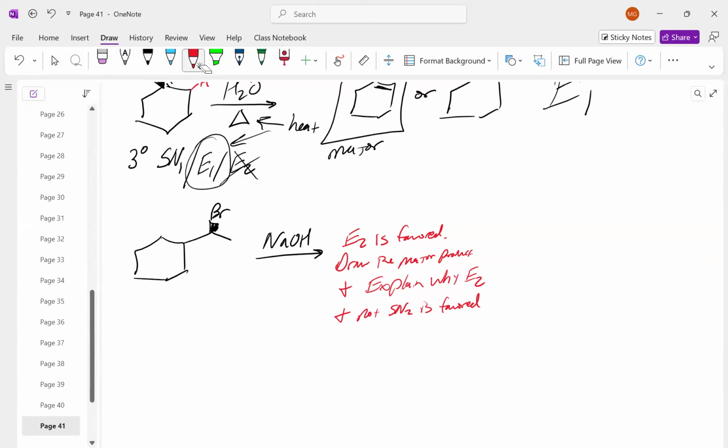All right, well, let's deal with the first aspect of that. Let's draw the major product. So again, we have an instance here where this base could pull off one or the other beta hydrogen. And we want the more stable product, the more stable alkene, which is the more substituted alkene.